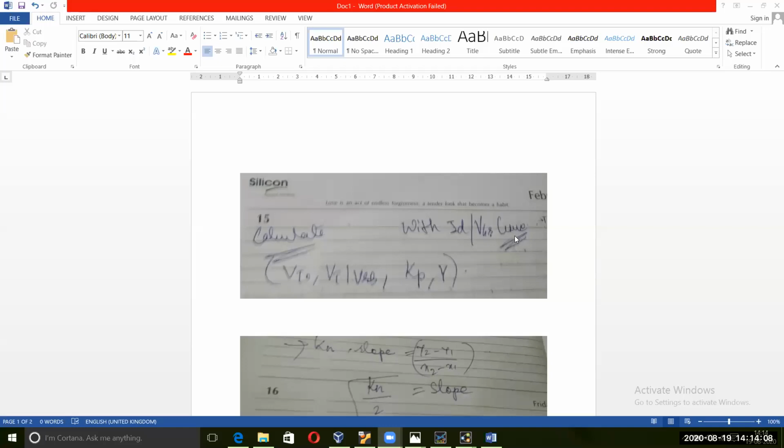Able to see my screen, everyone? Yes, sir. Shatabdi has shown how we are calculating the ID versus VDS curve. So we also have to calculate the ID versus VGS curve, and we have to find out the parameters, that is VT0, VT of VSB, KP, that is the transconductance, and the body effect coefficient, gamma. So how are we finding it out? We will find it out with the help of SU2.